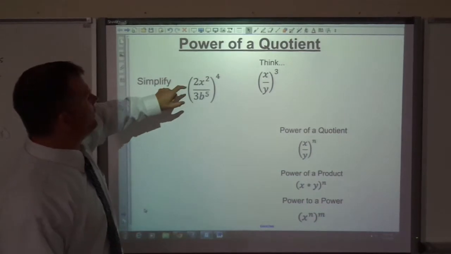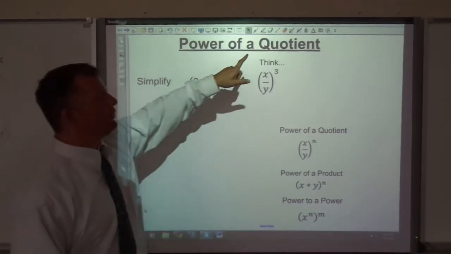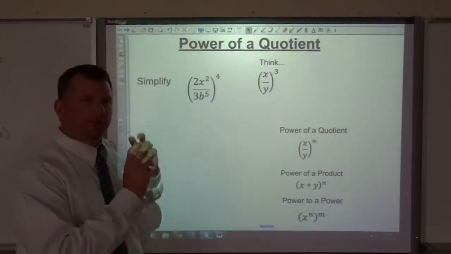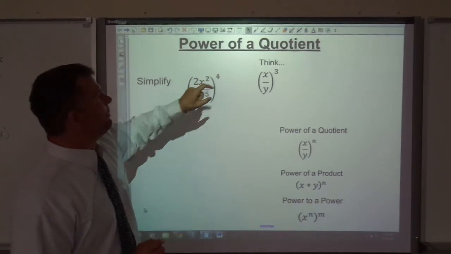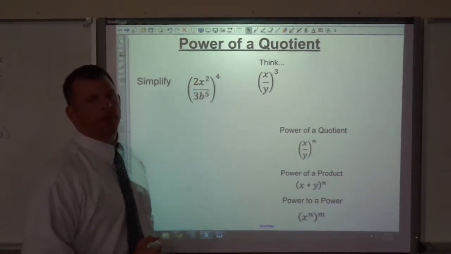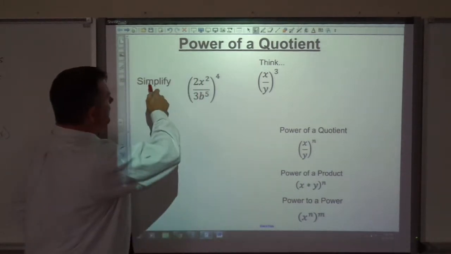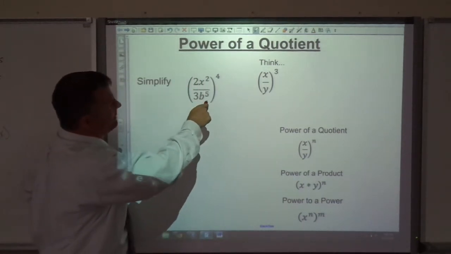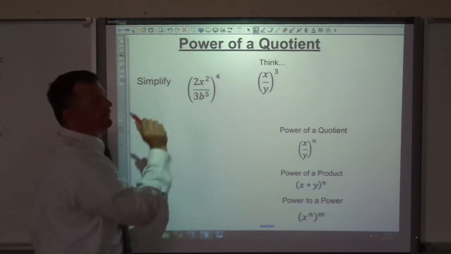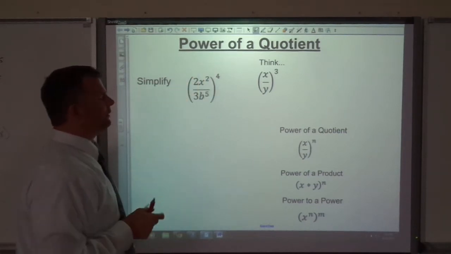So we're going to start by looking at this kind of a problem. A quotient, remember, is something that's a division problem. And when we have a power of a division problem, that's the part that we would need to look at today. So if I have something like 2x squared over 3b to the fifth, all raised to the fourth power, this is what I need to look at.